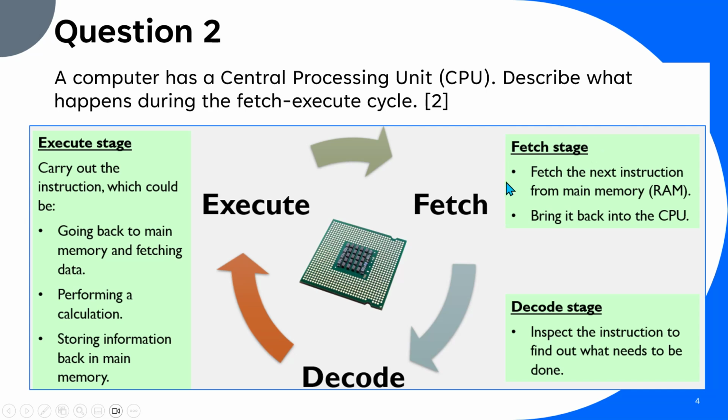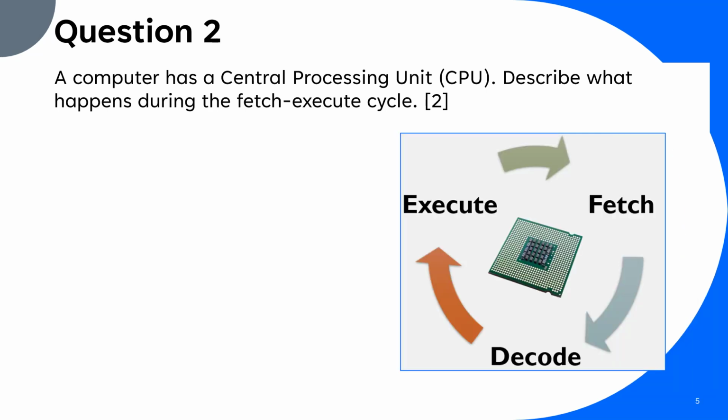If we look at the fetch stage, you can fetch the next instruction from main memory. I always remember that one because it's the first thing that happens in the fetch stage. That would be one of my go-to. Fetch the next instruction from RAM and bring it back into the CPU. At the decode stage, that's where we inspect the instruction to find out what actually needs to be done. And in the execute stage, we carry out the instruction. That could be going back to main memory, performing a calculation, or storing information back into main memory. So, different ways you can answer that question, but you need 2 of these points.